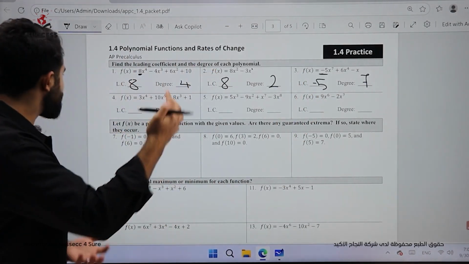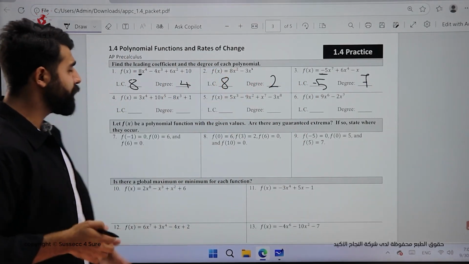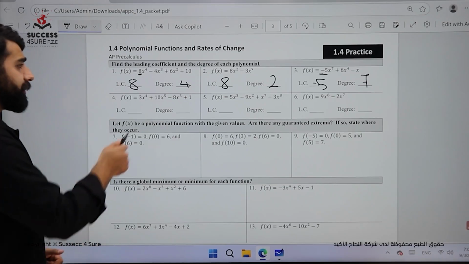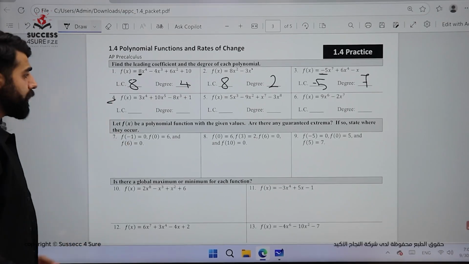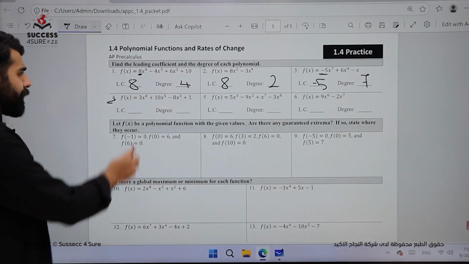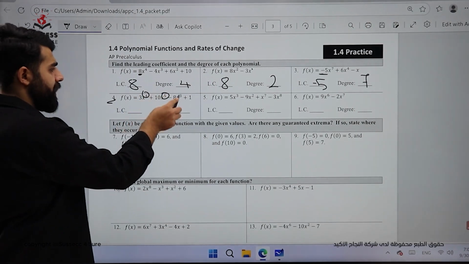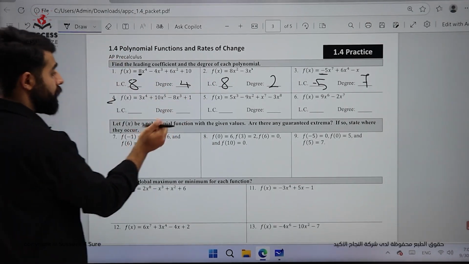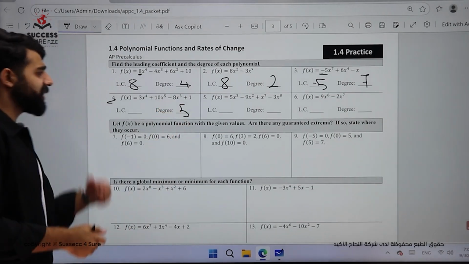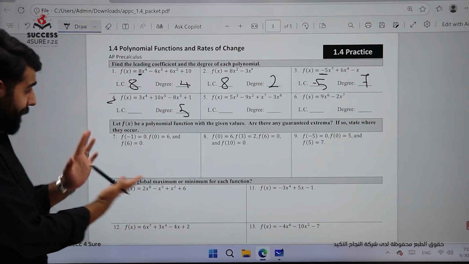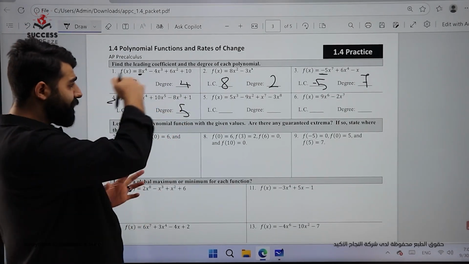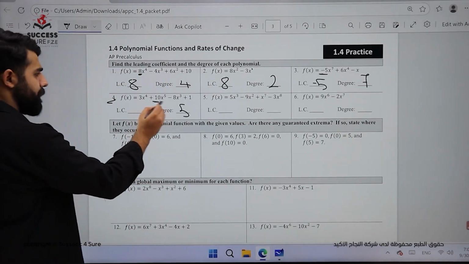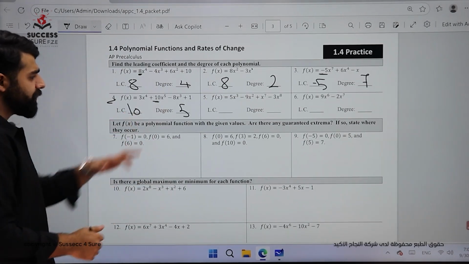Now, to understand what I talked about before in question number 3, let's see question 4. What is the highest power? Here we have 4, 5, and 3. The greatest one is 5. Perfect. So the degree is 5. Now, what is the leading coefficient? It's the number behind that x which is carrying the 5 as a power, which is 10. All right? Question number 5.